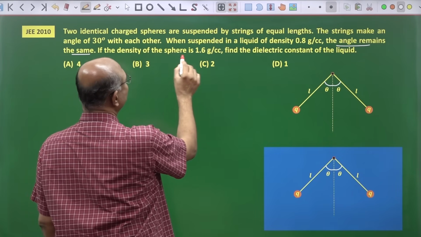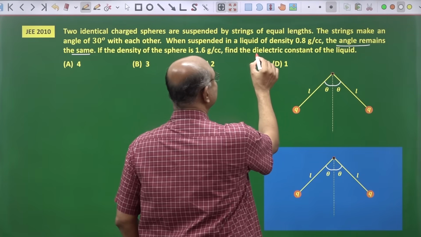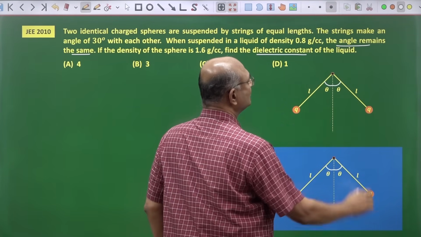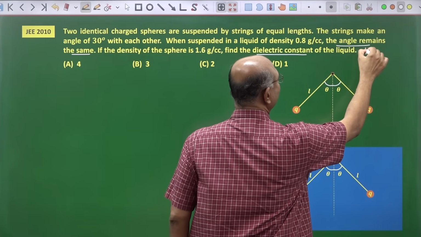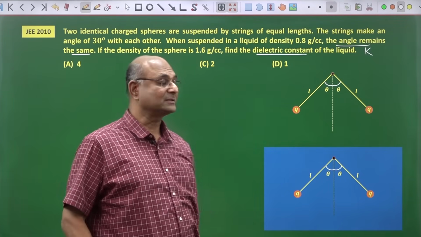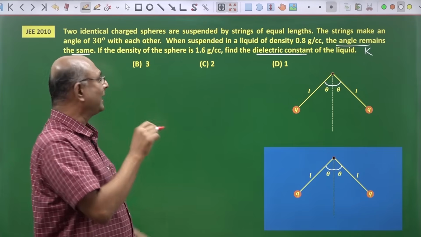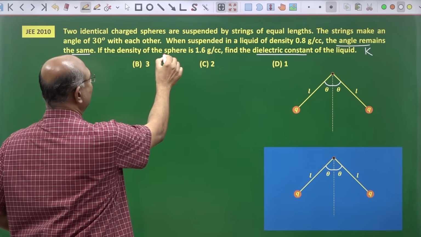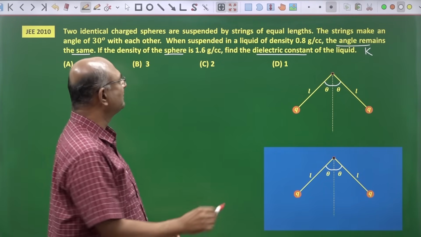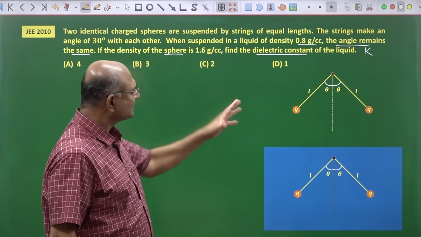If the density of the sphere is 1.6 grams per cc, find the dielectric constant of the liquid. So let us say that the dielectric constant, we'll call it capital K. Small k is Coulomb's constant, dielectric constant is capital K. Density of the sphere, because it's a sphere, we will call it sigma. For the liquid's density, we'll call it rho. Okay. So first let's think about this.